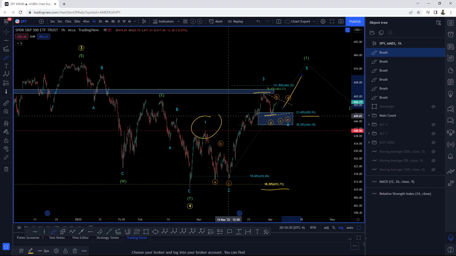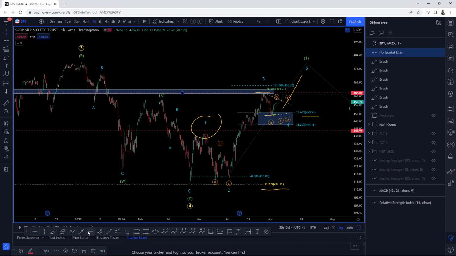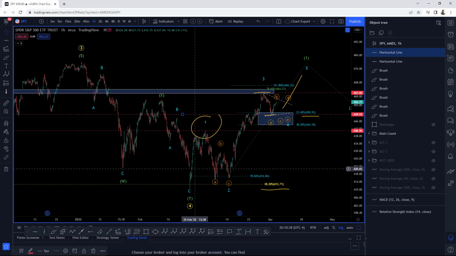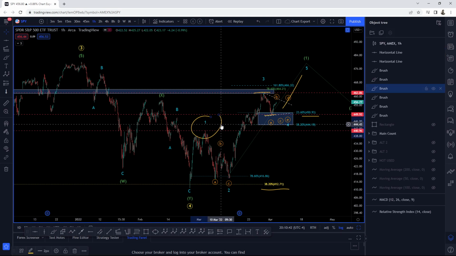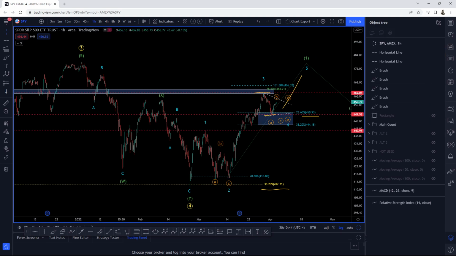Okay, guys, so you've got 3 levels to watch for. Zone number 1 for confirmation, first level of warning, and then third level of warning, which is the wave 1 high here. Okay, guys, so 462 for confirmation, 449 for first warning, and invalidation at 440.96.